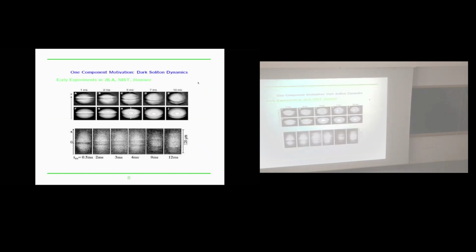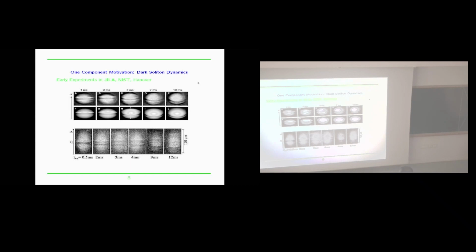I did mention multiple components. In multiple components, I'm thinking of multiple hyperfine states of the same gas, like rubidium-87, for example, or sodium, and then equations that have multiple components come into play. Okay, so I want to look a little bit at those as well.